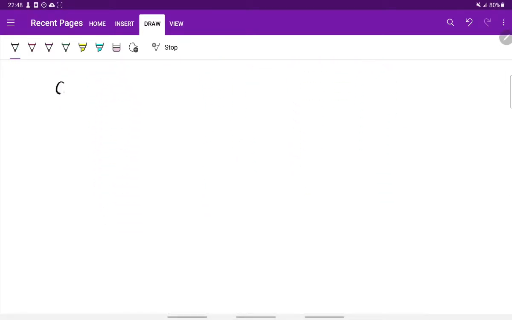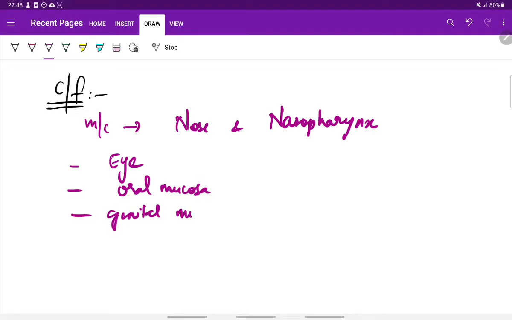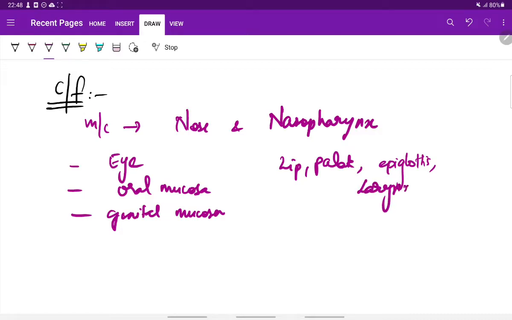Next, the clinical features. Rhinosporidiosis most commonly affects the nose and the nasopharynx. The other sites affected include eye, oral mucosa, genital mucosa, and lip, palate, epiglottis, larynx, etc.